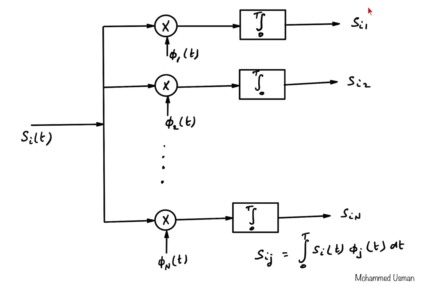The projection on the basis function phi 1 gives Si1. The projection on the basis function phi 2 gives the second element Si2. And like that we can do it for all the signals: the second signal S2 of t, the third signal S3 of t. So i goes from 1 to m, and j goes from 1 to n, and that way we can compute the vector elements of each of the signals. This process is called analyzing the signal Si of t and getting its vector components or vector elements. So we call this diagram an analyzer.